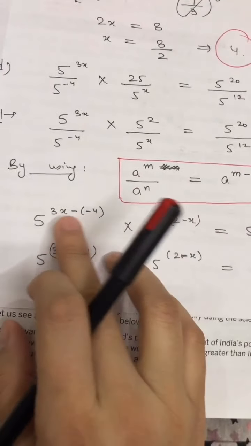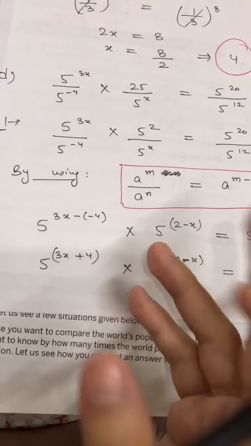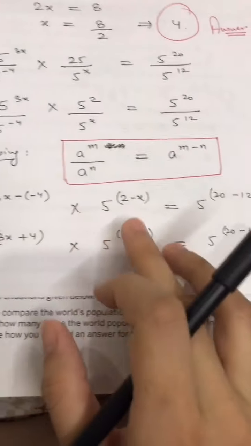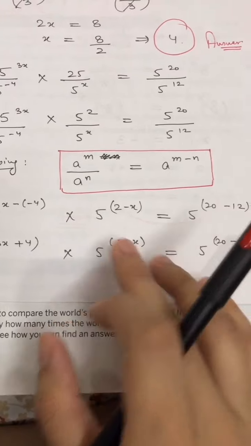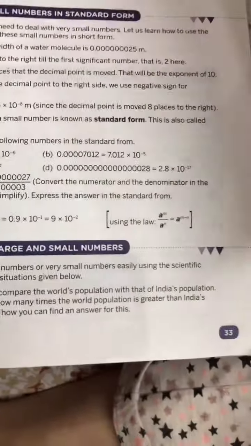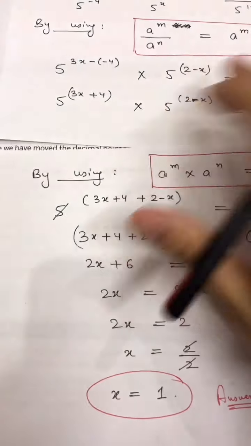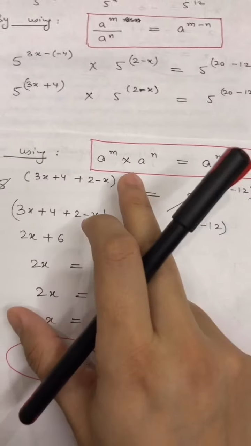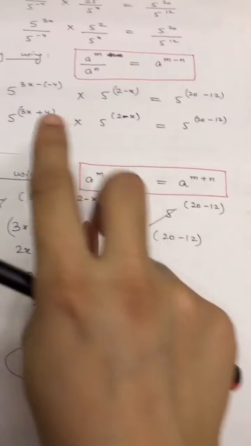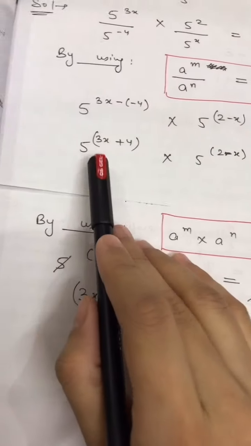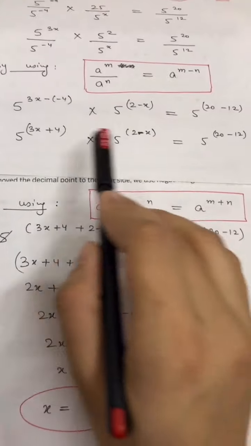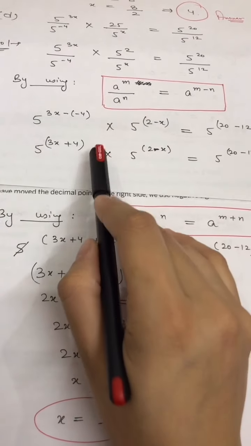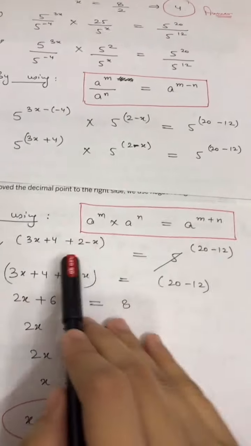Okay, now 3x minus 4 is equal to 3x plus 4. Here 5 raised to power 2 minus x as it is, rest is as it is. Okay, now after this you will apply again a law here, because now you see the base is same, and powers are different, and that is in multiplication. So I'm going to apply a law here.